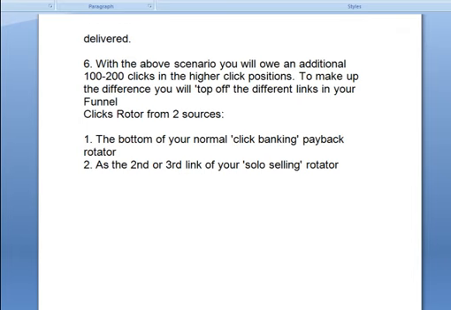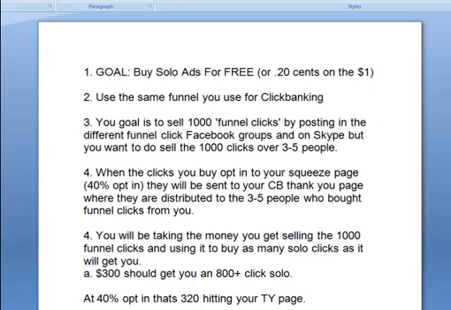Okay, guys, so I hope this made sense to you. And the bottom line is, what you need to do, or what we need, depending on the program you're in, if I'm doing this for you, is duplicate your click banking funnel setup and just have one set up for this method, the funnel clicks buy solos for free method, okay, guys?